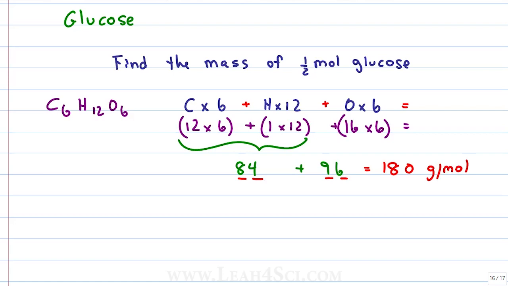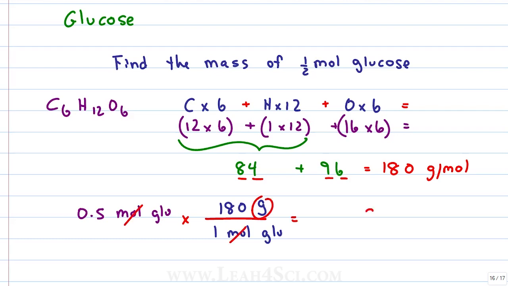But we're not done. We're looking for half a mole of glucose, so we set it up given times ratio. Half a mole of glucose is my given, times the ratio of moles at the bottom so we can cancel, and grams at the top. The molar mass of glucose is 180 grams per mole. This allows us to cancel moles with a final unit in grams, leaving us with a calculation of 0.5 times 180 over 1, or 0.5 times 180.